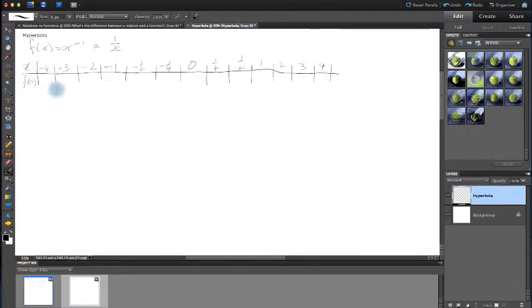Okay, so I've chosen to go from -4 to 4, and I've also included a couple of points that are going to be decimal values between 0 and -1, or between 0 and 1. So I've put in a half and a quarter. It's always a good idea to do that, because sometimes you get some strange behavior in there.